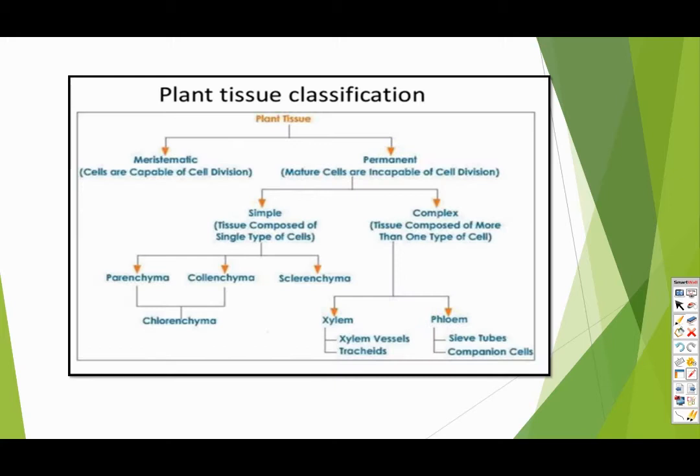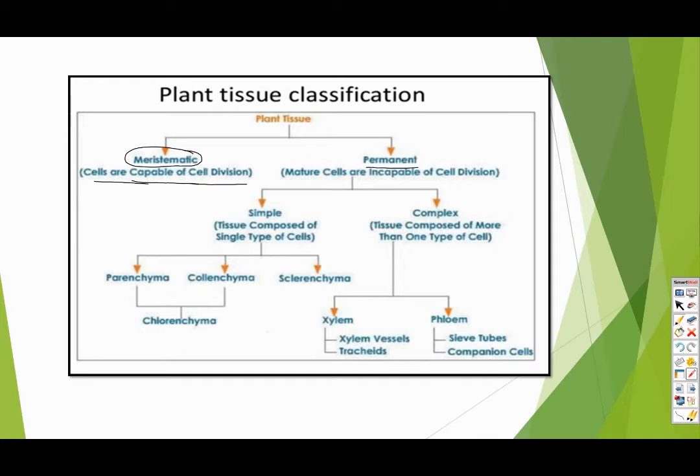Now, moving ahead. The first thing which is very important, which you have to keep in mind, children, is that plant tissue is basically classified into two types. One is meristematic, the second one is permanent tissues. When we use the terminology meristematic, it means these are the cells which have the capacity to divide. They keep on dividing most of the time.